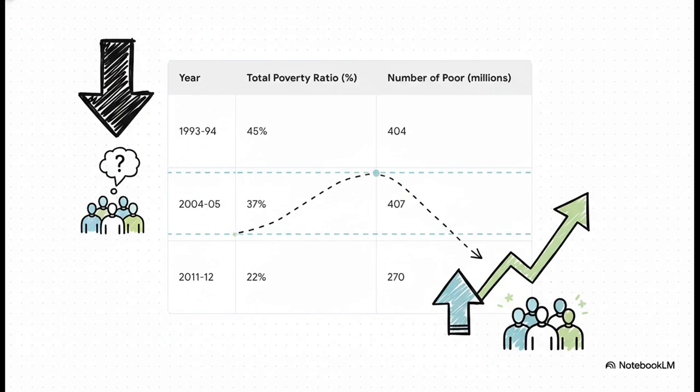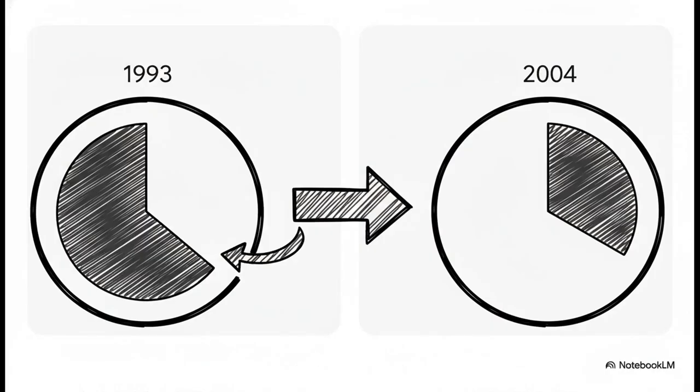Okay, let's look at some actual data. This table here is quite interesting. It shows us a very clear trend over the years. If you look at the total poverty ratio column, back in 1993-94, it was 45%. That means almost half of our country's population was poor. That's a very large number. But look what happens by 2011-12. It dropped all the way down to 22%. This is a substantial decline. It means millions and millions of people were lifted out of poverty, which is a truly significant achievement for the country. But, and this is important, there's another part to the story.